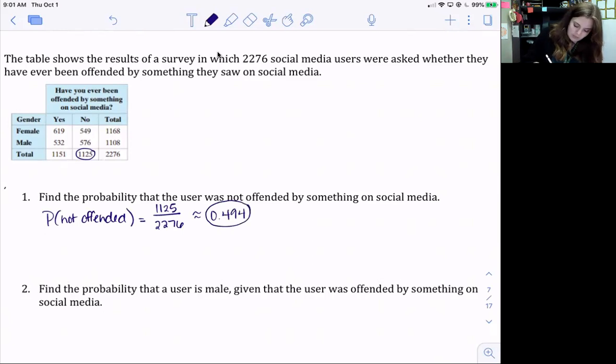Okay, so this is actually one from 3.1. Looking at the empirical rule, or not empirical rule, I just blanked on what I'm saying. Empirical probability. There we go.